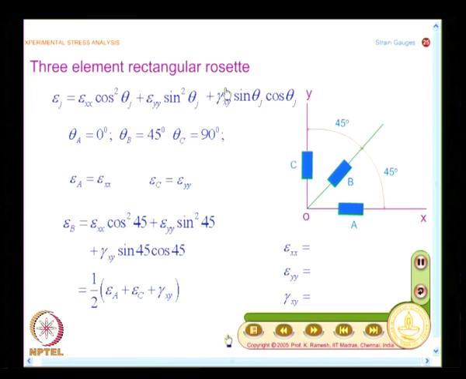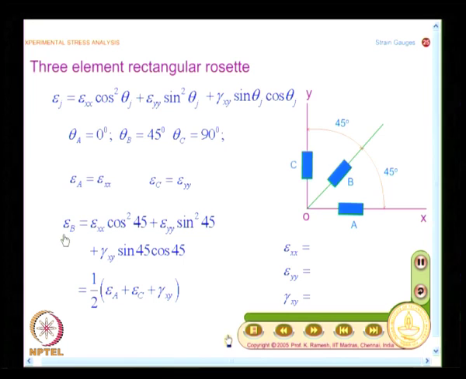One of the simplest rosettes we saw was a 3 element rectangular rosette, and I said rosette analysis becomes extremely simple if you recall your famous strain transformation law, which is given as follows. And I have also asked you to work out, by noting the readings of strain gauge A, strain gauge B and strain gauge C, how we get the strain components epsilon xx, epsilon yy and gamma xy.